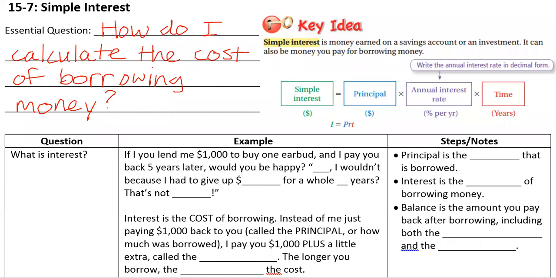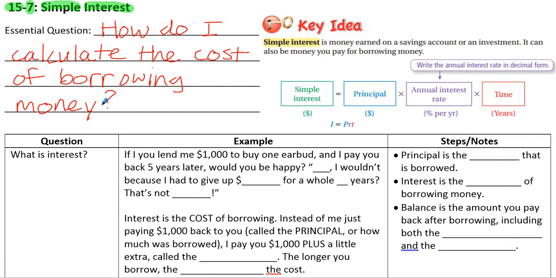Chapter 15, Section 7. Oh, I think this is the last section in the book, and it's simple interest. Oh, what a perfect topic to end on. How do I calculate the cost of borrowing money?